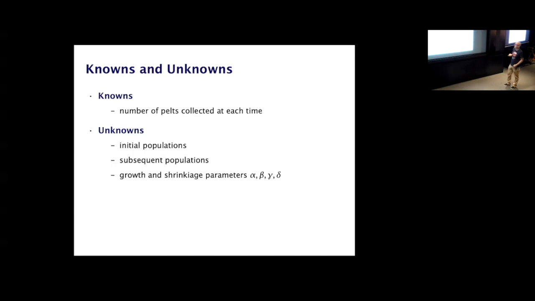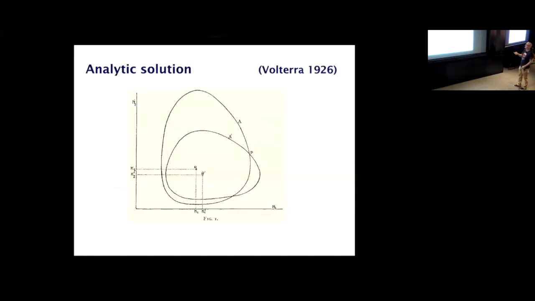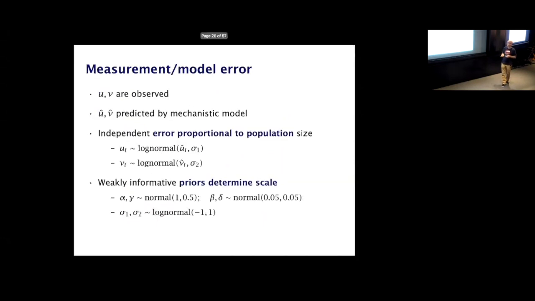So knowns and unknowns. The knowns are the number of pelts collected at each time. What we're going to do, I'm trying to go fast and of course failing, is have data, which is the number of pelts collected at the Hudson Bay Company. I thought I had a plot for that in here, but maybe it'll come up. Our unknowns: we don't actually know the population size. We can't measure the population size directly, but we can measure the number of pelts we have. And the unknowns are all of these parameters.